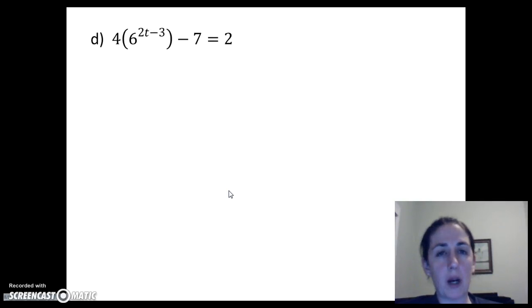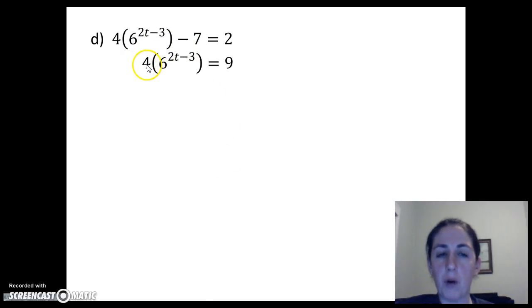Okay, let's do one more exponential equation. 4 times 6 raised to the 2t minus 3 minus 7 equals 2. Solve this like any other regular equation. Isolate the variable. Start by adding 7 to both sides. Now remember, exponents come before multiplication, so we cannot distribute that 4 to the 6. So instead, since that's 4 times 6 to the 2t minus 3, we'll divide both sides by 4.